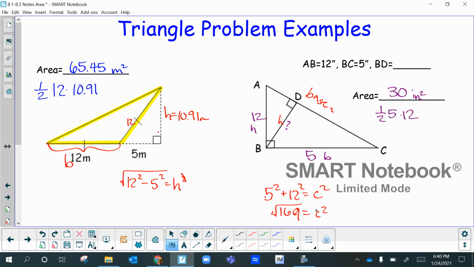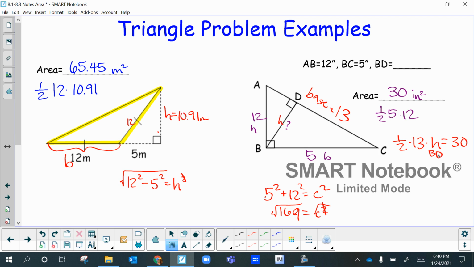And I square root that to get c by itself. The square root of that is a perfect square, so this whole entire base is 13. So I can do base times height and set it equal to 30, and that'll get me BD. Okay, so watch this over here. 1/2 base times height equals 30. And then I can just solve for h, which is the BD that they are wanting me to find.